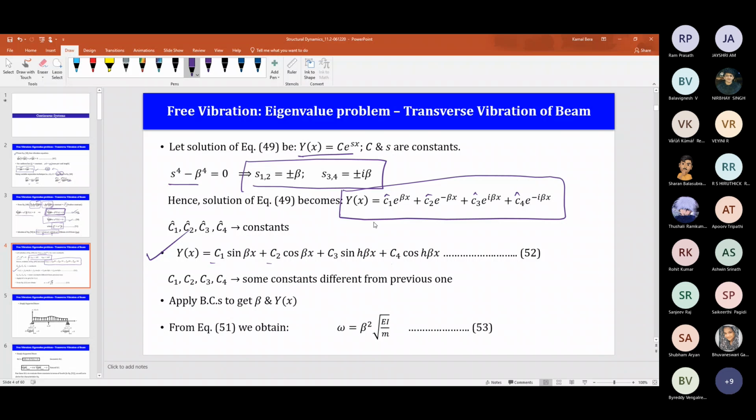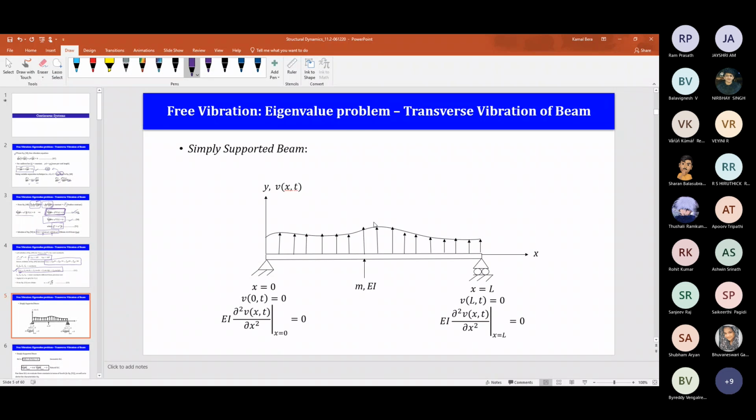So this is basically my deformed shape y of x, the space dependent function, where 4 constants are there. I can evaluate them using the 4 boundary conditions. So let us consider the boundary conditions, which depend upon the beam type, obviously.